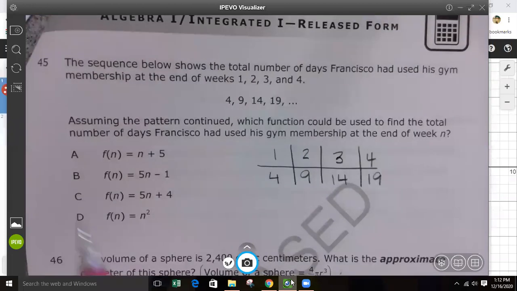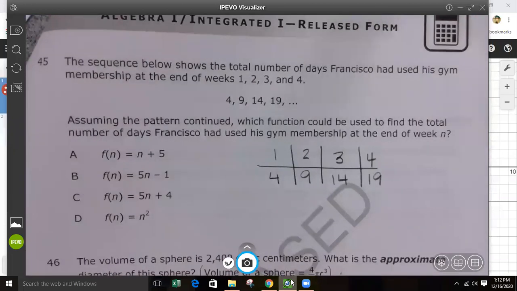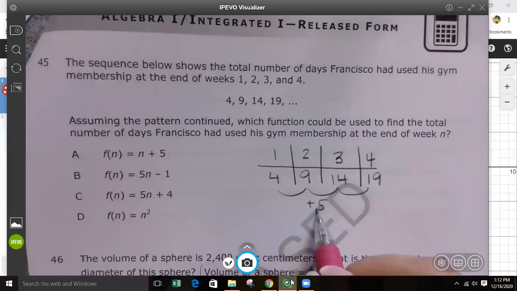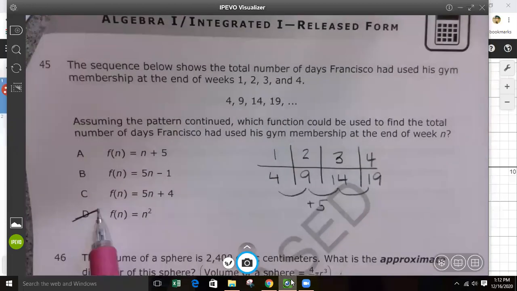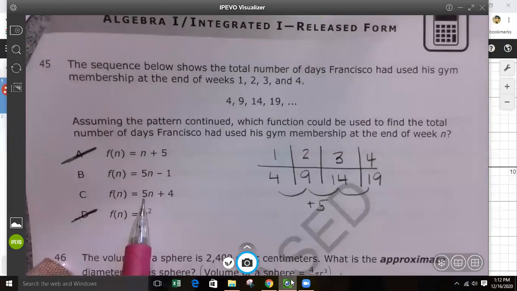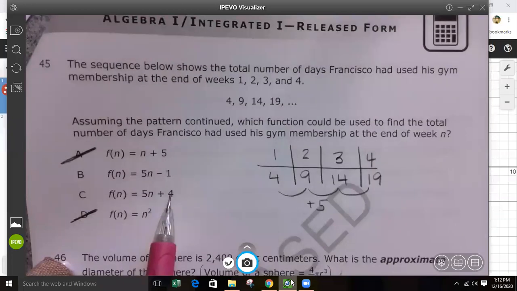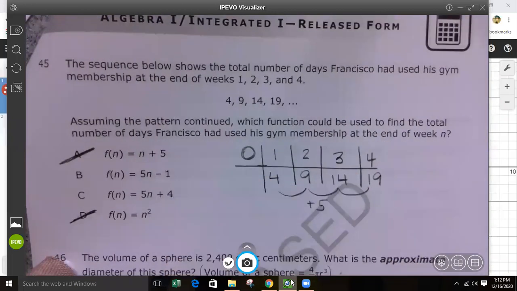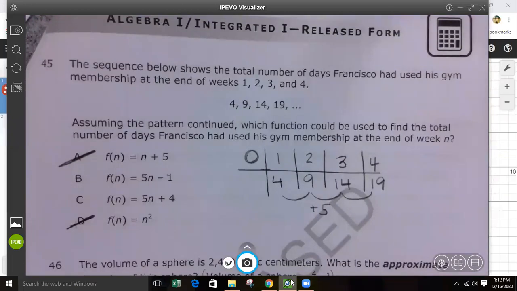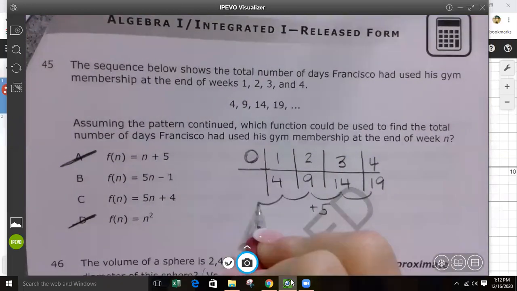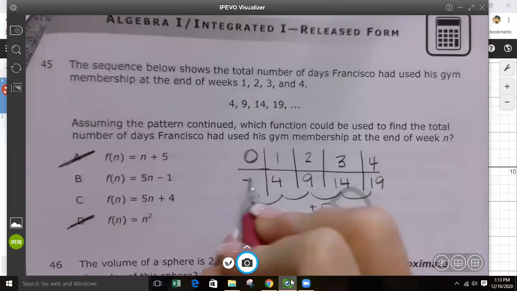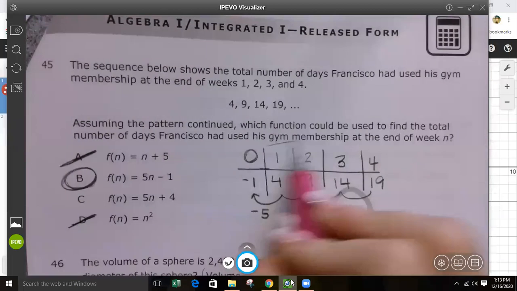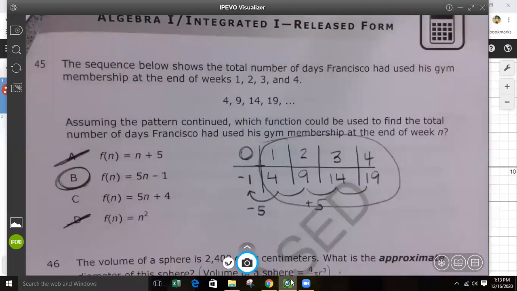If we look at our equations, remember this is going to be linear. Why is it going to be linear? Each time we're adding 5. So that automatically cancels out D and A because we should have a slope of 5. The question is, where do we start? Remember in our chart, we should always start at 0. And you can put this part into stat and get your equation and you'll be fine. Or you can do it this way. Start at 0, so I subtract 5 and I get -1. So my answer should be B. But again, if you just put this part into stat, you're going to get that equation.